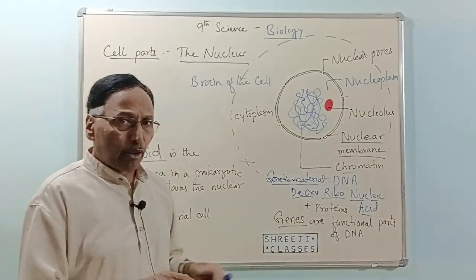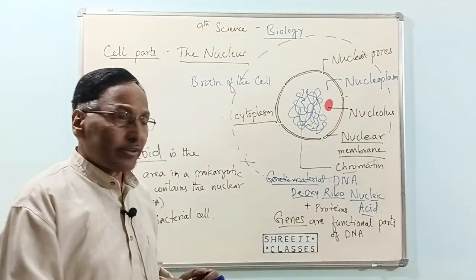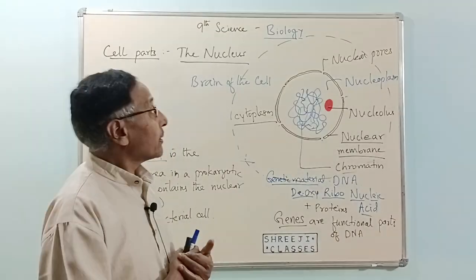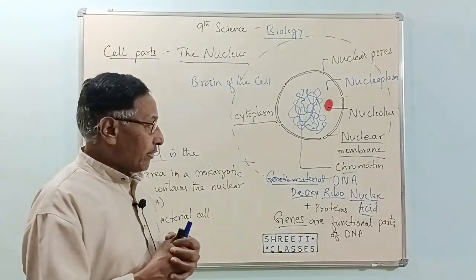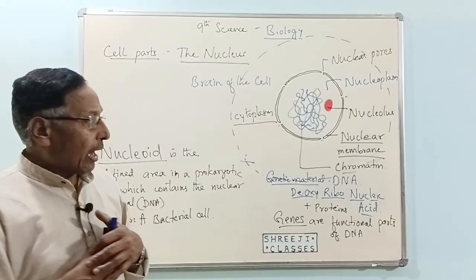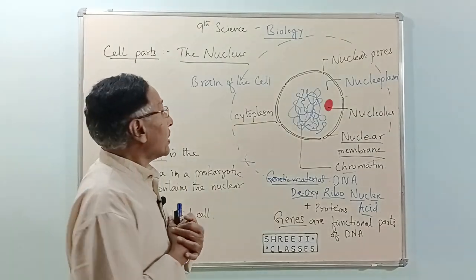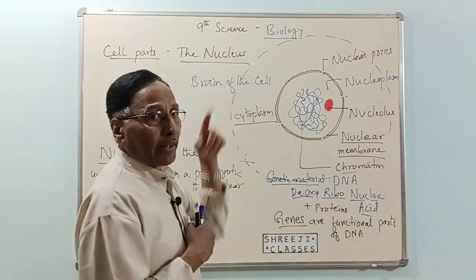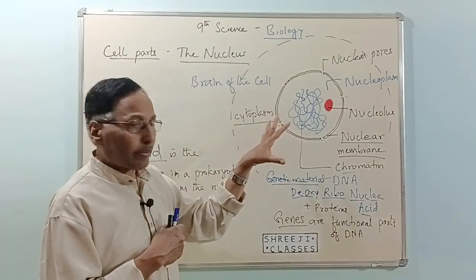Cytoplasm is the site of all the activities, all the chemical reactions that take place within the cell. And nucleus is the part of the cell which controls all the activities of the cell. Whatever activities take place in the cell are controlled by the nucleus. Therefore, it is called the brain of the cell.